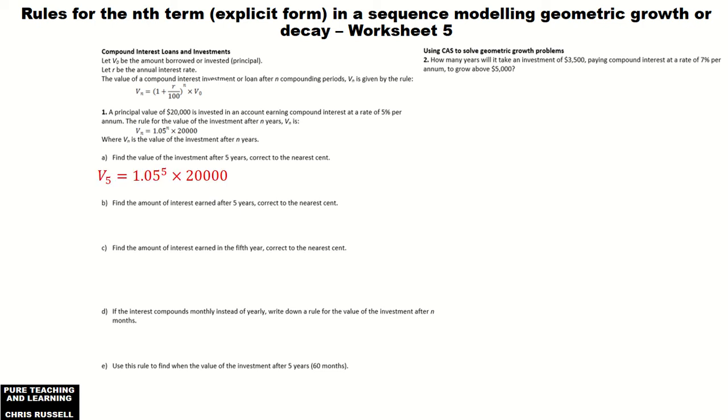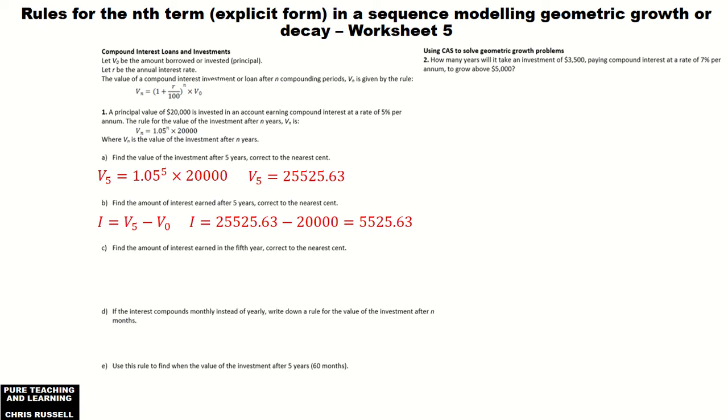So here we just substitute 5 where n would be, and we end up getting V5 equals $25,525.63. So B. Find the amount of interest earned after 5 years, correct to the nearest cent. So now we've got the interest equals the amount after 5 years, subtract the initial value. So we have the interest equals $25,525.63, subtract $20,000, and that equals $5,525.63.